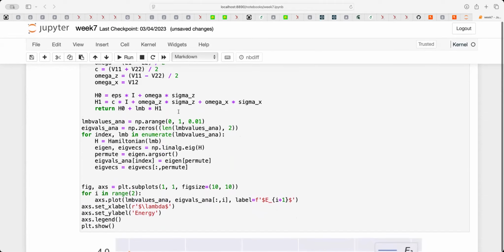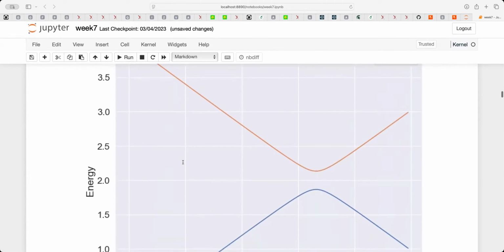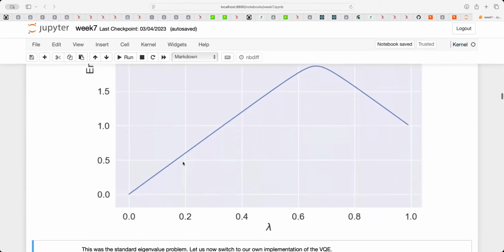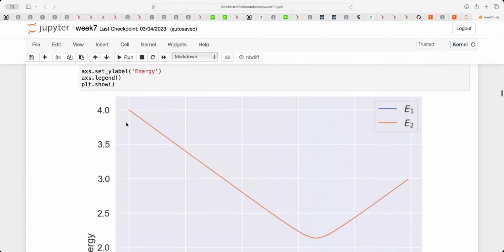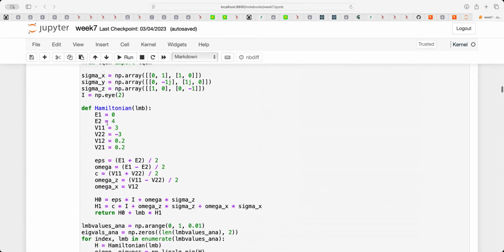And in this particular case, what happens is that we start here with this parameter lambda equal to 0. So this state is our lowest lying state, is the qubit 0. And this state is qubit 1. And the gap here of 4 is simply because we decided E1 to be 0 and E2 to be 4. So there is no interaction. And then we switch on the interaction, which now gives us these matrix elements here.